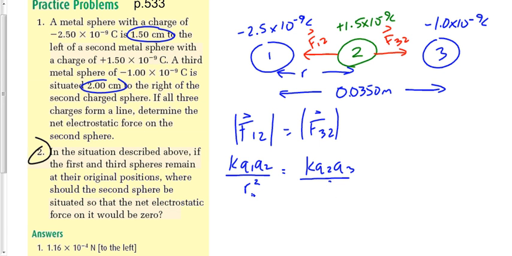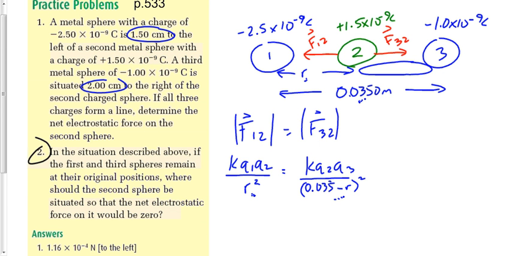But what about over here? What do I put for the value of the distance that separates them there? Kevin? Good. Okay, if this distance is R and this is 0.035, then this distance between 3 and 2 must be 0.035 minus R.